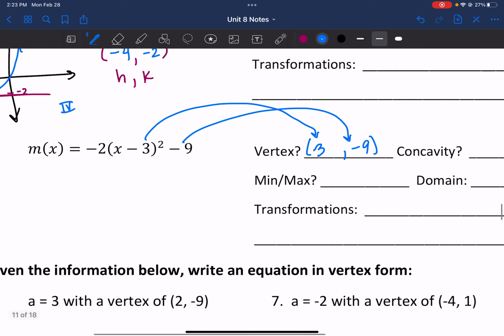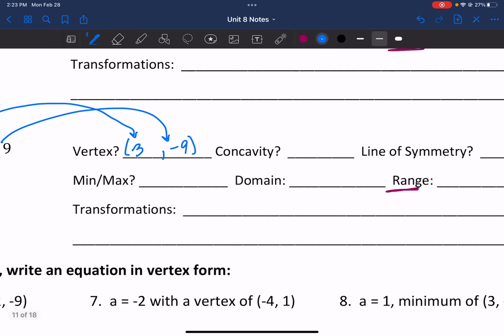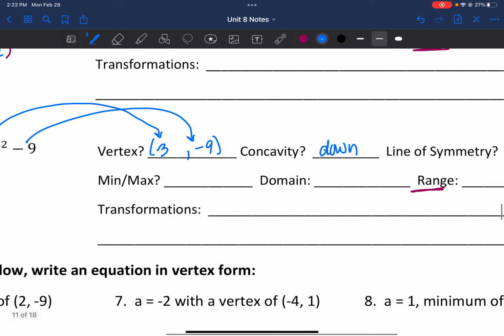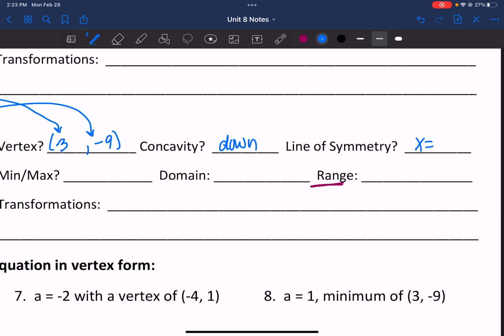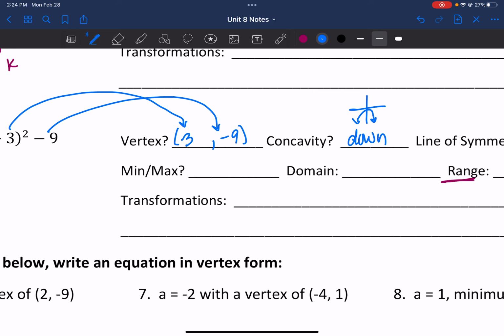Concavity is, it's a negative sign at the very front. So we know it's going to be reflected over the x-axis, so it has to be opening down. So we'll say concave down. And then line of symmetry, it's going to be x equals whatever your x value, your vertex, 3. Okay, if it's opening downwards, it must have a what? It must have a maximum. So there's a max. Domain is always the same. It's always all real numbers.